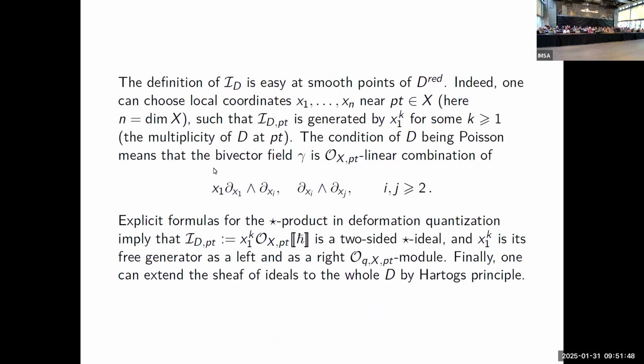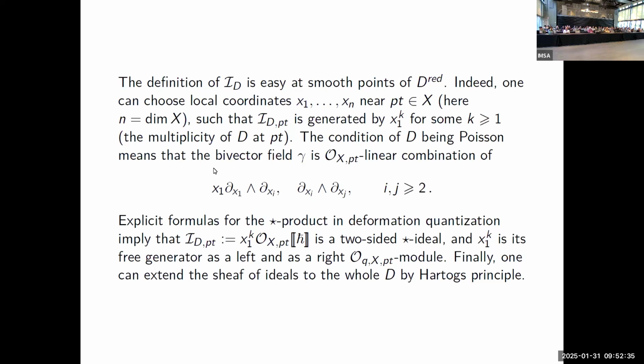And what is the definition of this sheaf of ideals? Again, let's do it at smooth points of the reduced divisor. All formulas work in coordinates. So I choose good coordinates near a point such that the divisor is given by some power of the first coordinate. The condition that this divisor is Poisson means that the bivector field is logarithmic along the divisor, which in plain terms means that it's a linear combination of the bivector fields x1 ∂x1 ∧ ∂xi and ∂xi ∧ ∂xj. I just look for derivatives in coordinates with indices bigger than 1.